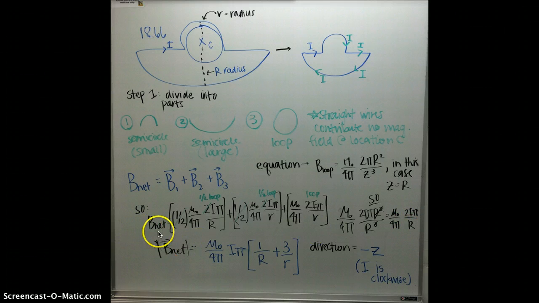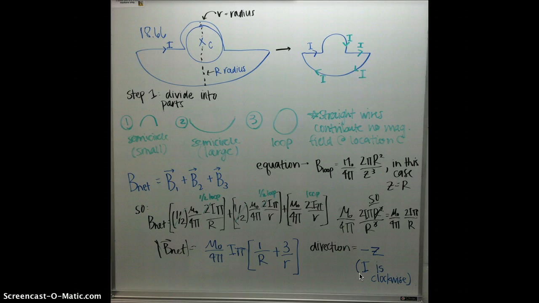So now B net is the first part here, which is a half loop using the big radius, the second part, the semicircle, which has a small radius, and the third part, which is our loop that also has a small radius. And when we factor out all of our common factors, we get this as our product for the net field. However, we're not done because we have to find the direction, which will give us our net magnetic field in component form.